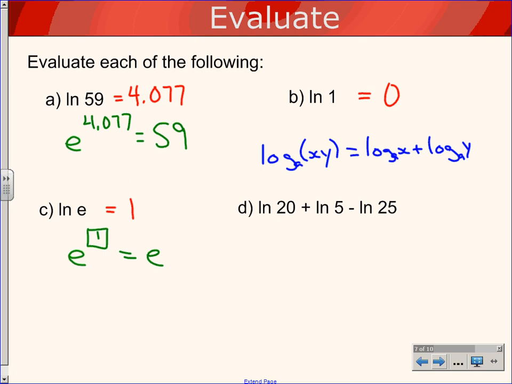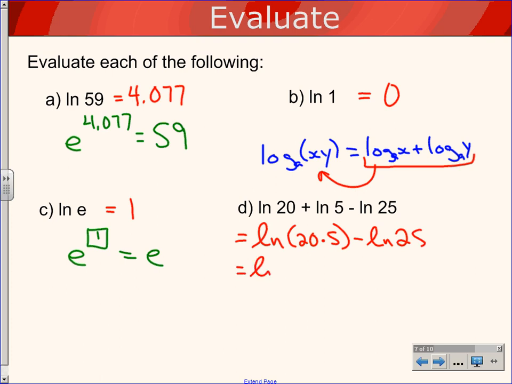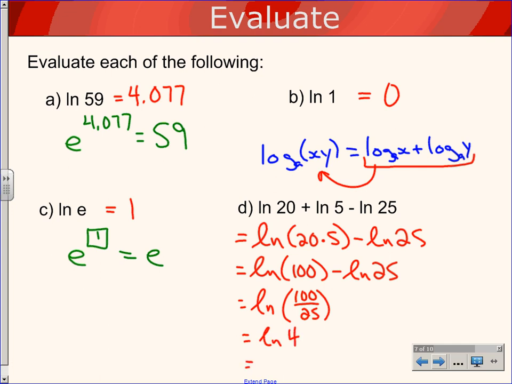So here, I've got ln 20 plus ln 5. That's going from here back to this form, right? So it's equal to ln of 20 times 5, which would just be ln of 100, and then minus ln 25. And minus converts back to a division, right? So that's ln of 100 over 25. So just ln of 4. And you'd put that in your calculator and get 1.38.